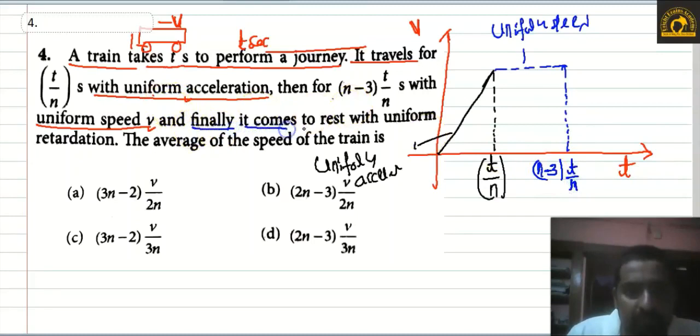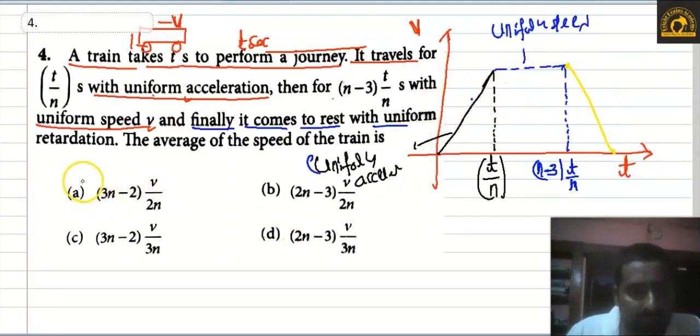Finally, it comes to rest with uniform retardation. So this is uniform acceleration, and this is uniform retardation, and it comes to rest at 0. This is the graph.